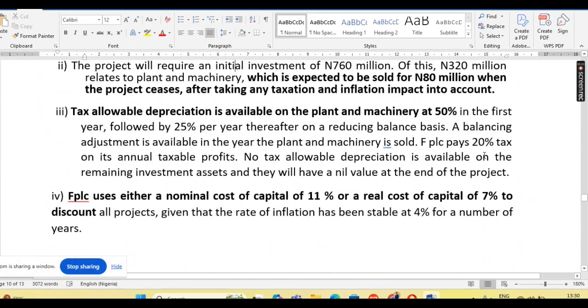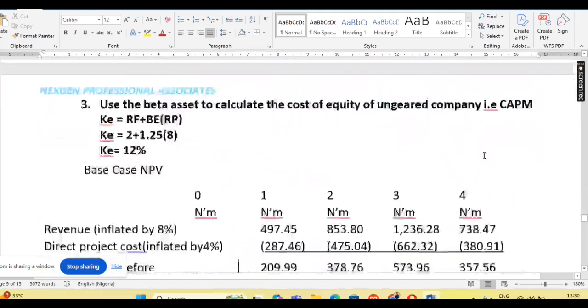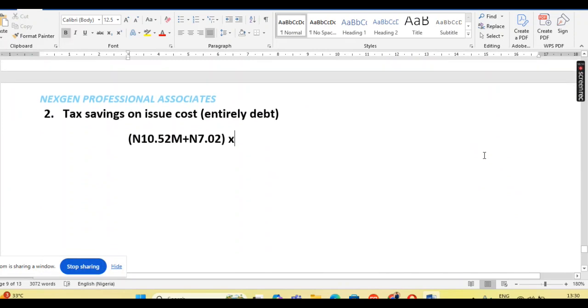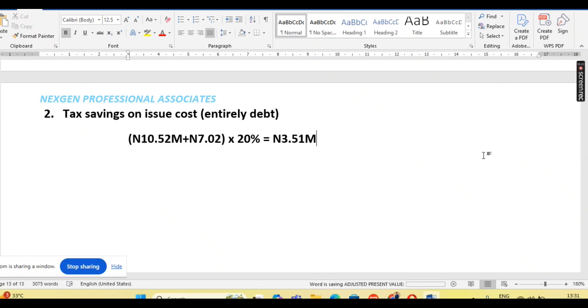Okay. 20%. So what is the tax savings on issue cost? Don't forget that tax savings on issue cost is assumed to be year what? Year 1. So what is the tax savings? Quickly. 3.51. What do you have? 3.51. So class, what is the next step? After tax savings, this will be assumed to be year 1.